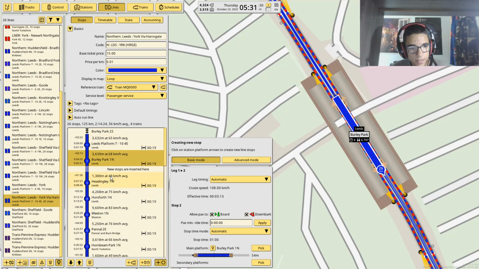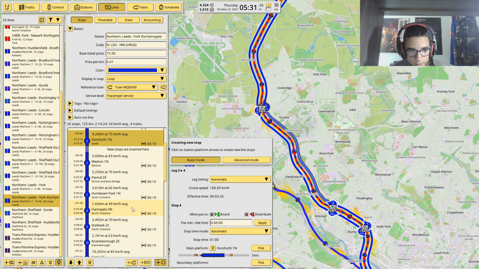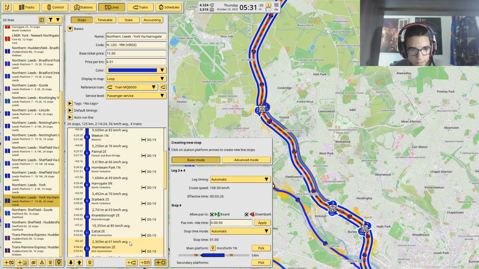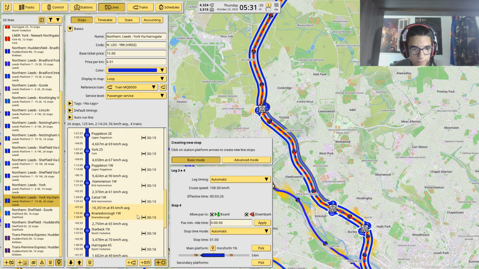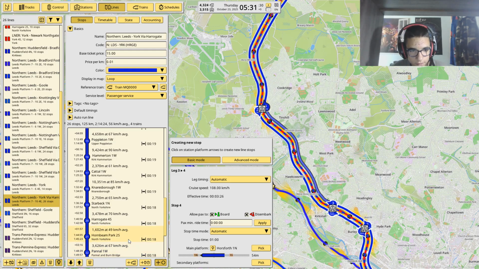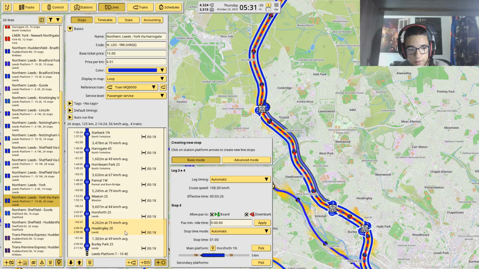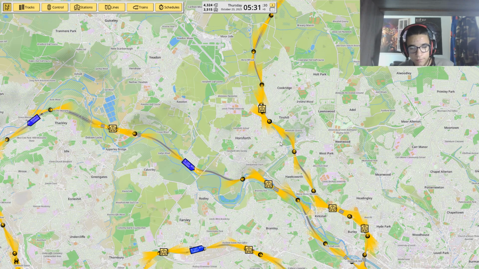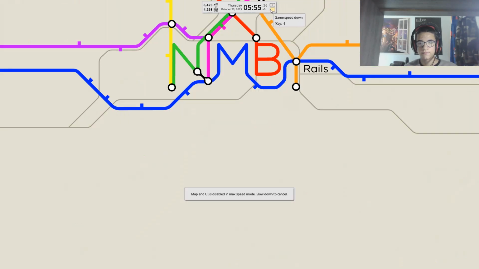So, Burley Park, Headingley, Horsforth, Wheaton, Panel, Hornbeam Park, Harrogate, North Starbeck, Nesborough, Cattle, Hamilton, Poppleton, York, Poppleton, Hamilton, Cattle, Nesborough, Starbeck, Harrogate, Hornbeam Park, Panel, Wheaton, Horsforth, Headingley, and Burley Park. Perfect. Now I just need to just do this.